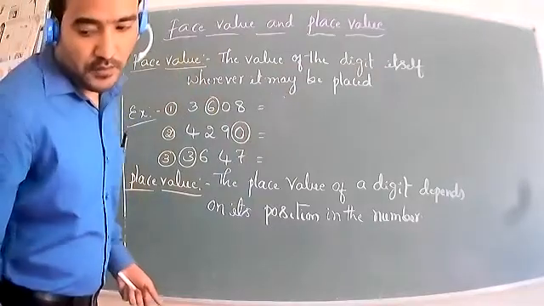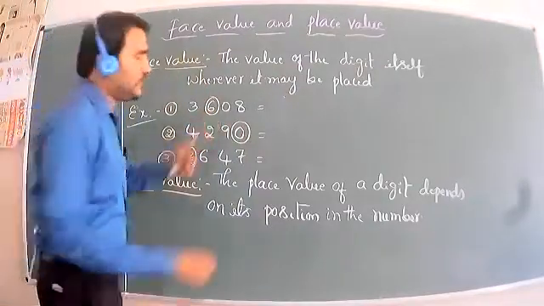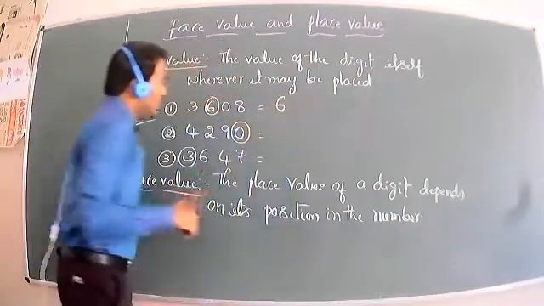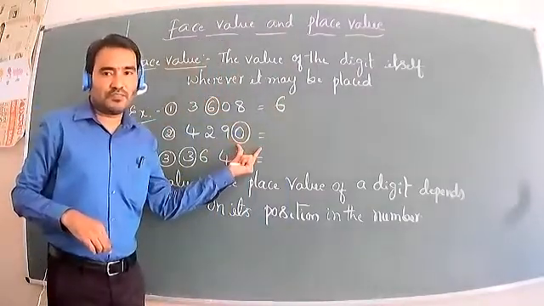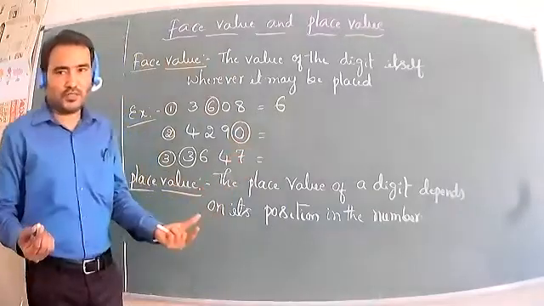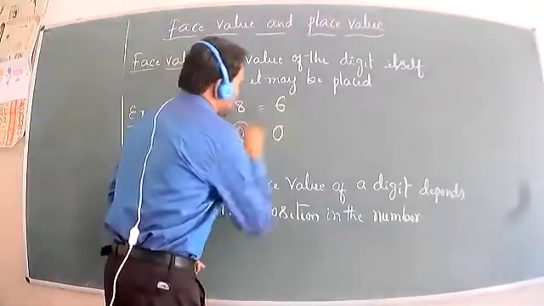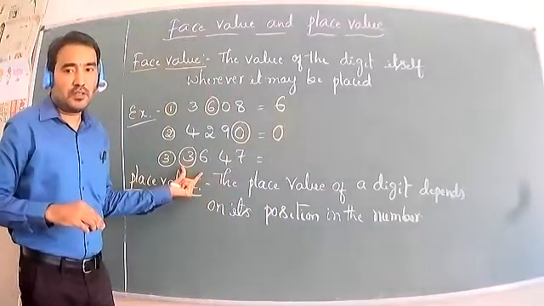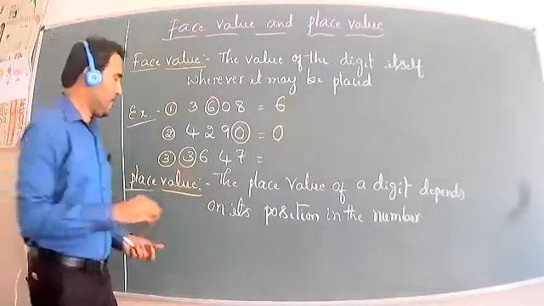I will use a different colored chalk for the next one. What is the face value of this number? It is 6. What is the face value of this number? 0, itself. What is the face value of this number? Circle the number 3.